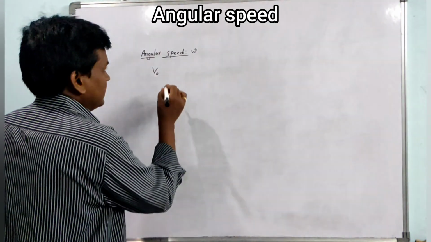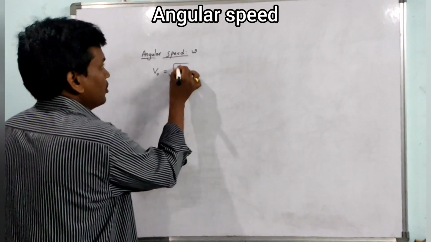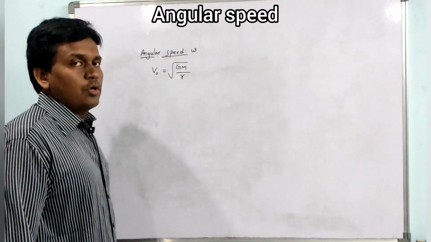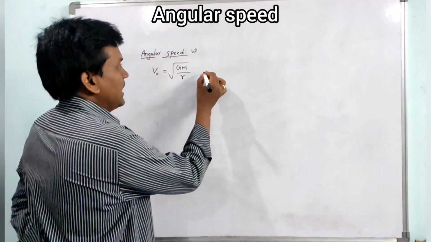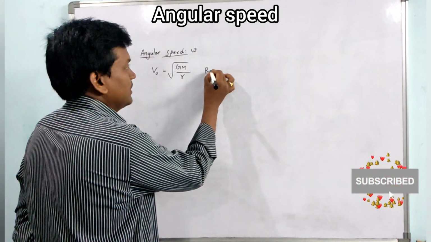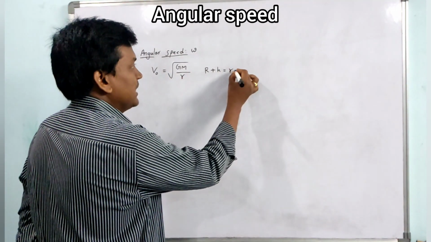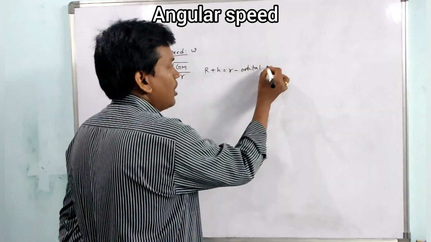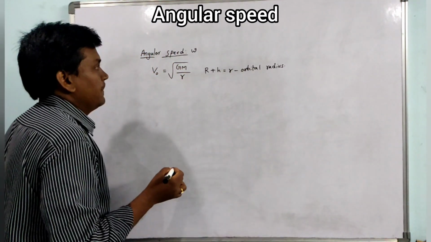velocity of the satellite. So orbital velocity V0 equal to root over GM by r. Root over GM by r is the orbital velocity of a satellite, and this r, small r, is nothing but capital R plus h. So that is small r, and this small r is called the orbital radius.